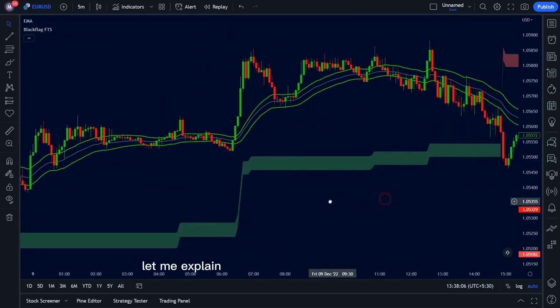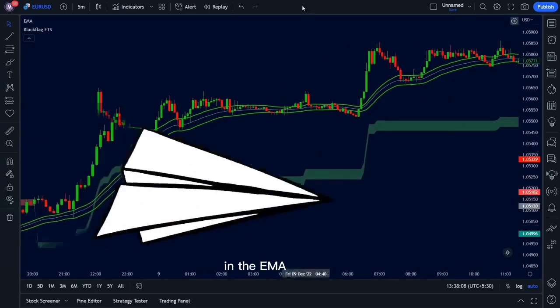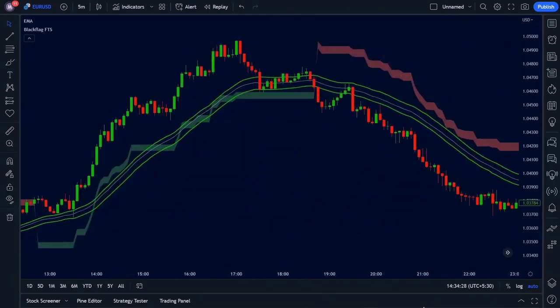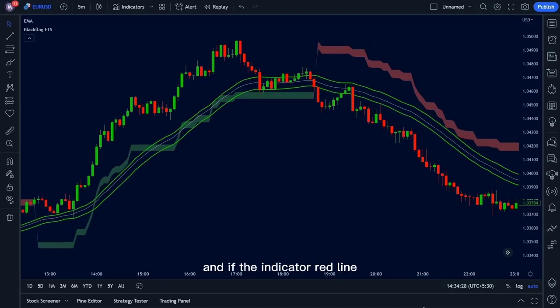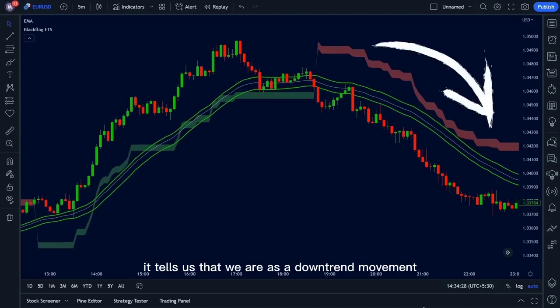Let me explain how we will be using the indicator in the EMA strategy. The way we use it is that whenever the indicator shows a green line, it means that we're currently in an uptrend movement, and we're allowed to enter only buy trades. And if the indicator shows a red line, it tells us that we are in a downtrend movement and we should enter only short or sell trades.